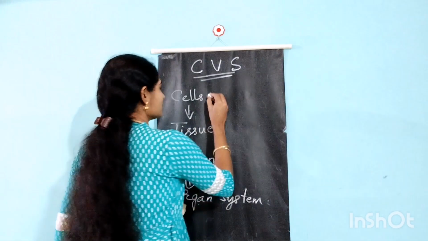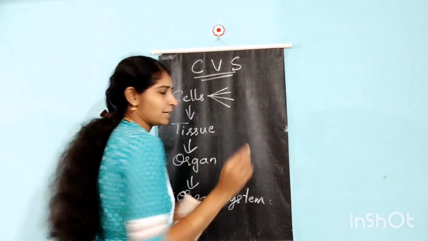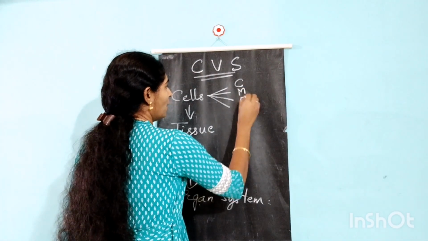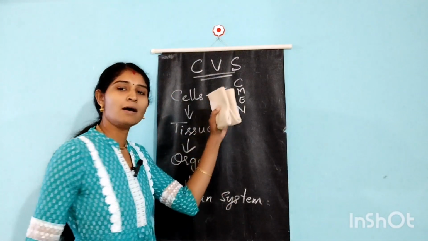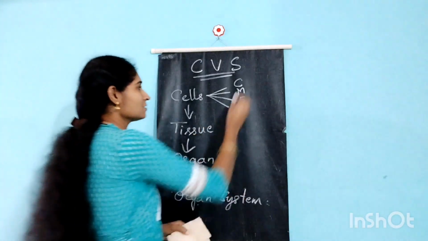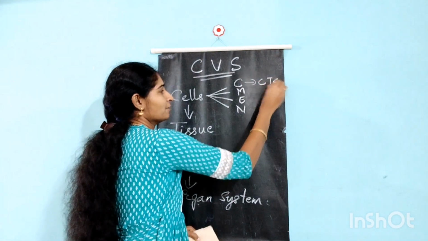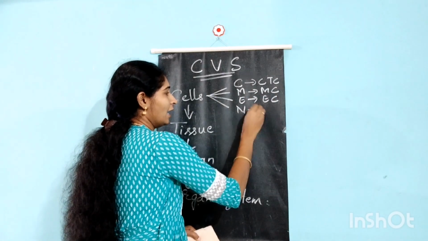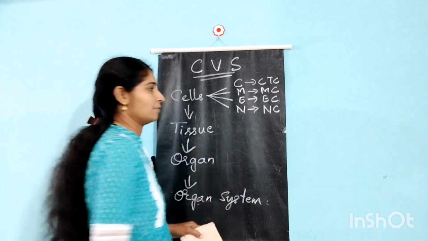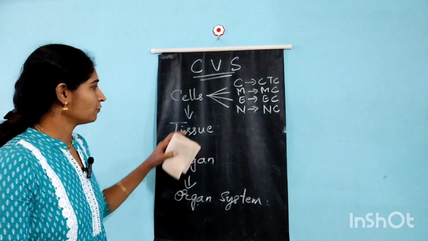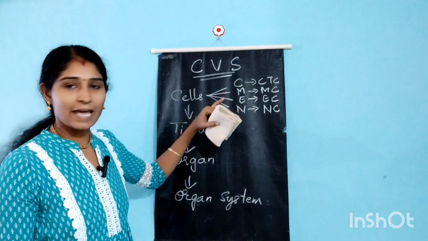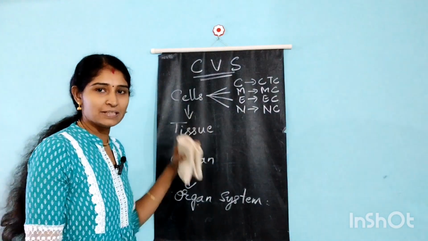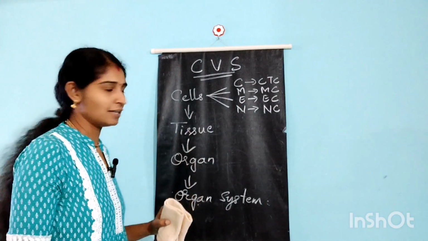And when we are dealing with the cells, there are 4 types of cells. How to remember this? C, men or common men. C-men. C is what? Connective tissue cell, muscle cell, epithelial cell and nerve cell. 4 types of cells, that is C-MEN: connective tissue cell, muscle cell, epithelial cell and nerve cell.